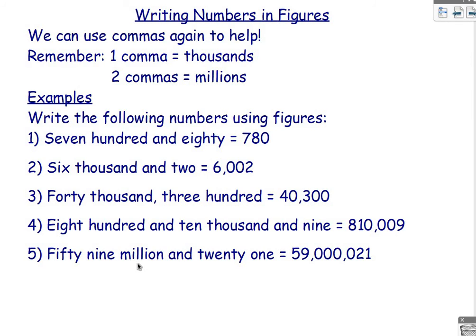59,021,000. Million has got 2 commas, so straight after the number 59, put a comma. There's no hundred thousands or 10,000s or indeed thousands, it's just 21. So we have to put 3 zeros here because this represents the thousands, but we haven't got any thousands, and then 021. If you forgot to put the 3 zeros in, the place value changes and it would be 59,021. So be careful with that one.